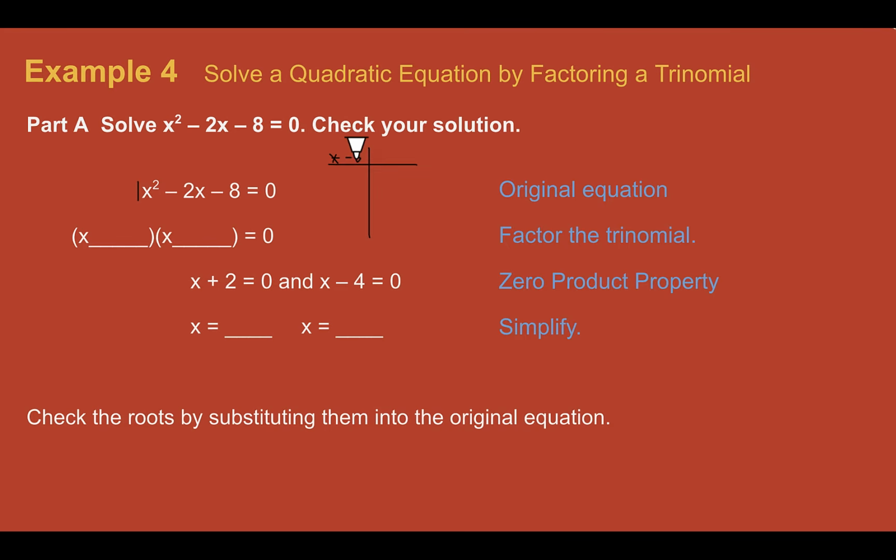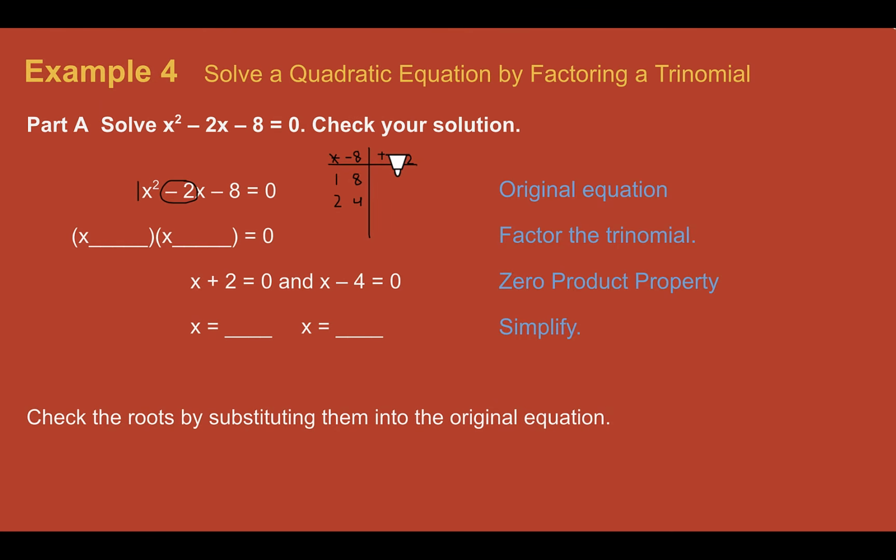I'm trying to multiply to get to negative 8, but I'm trying to add to get that b term. So I want to add to get to negative 2. How can I do that? Well, negative 8 just means that they're opposite signs. So I would either have positive 1 and negative 8 or negative 1 and positive 8, or the same with 2 and 4. How can I get negative 2?